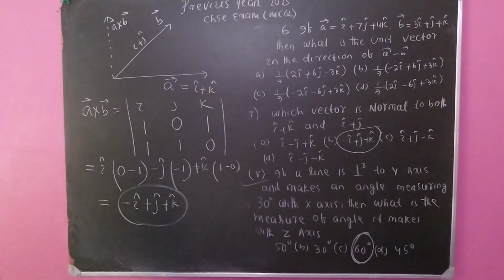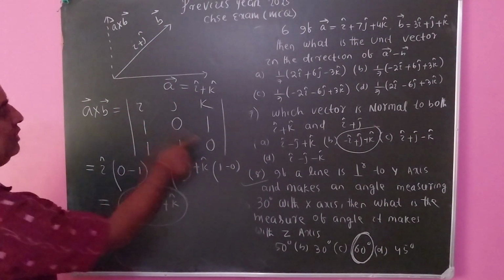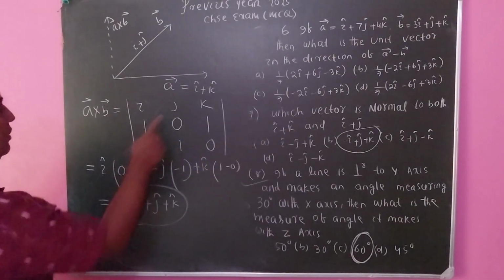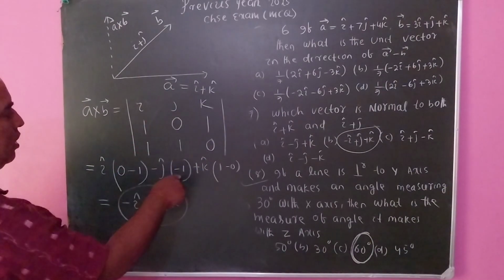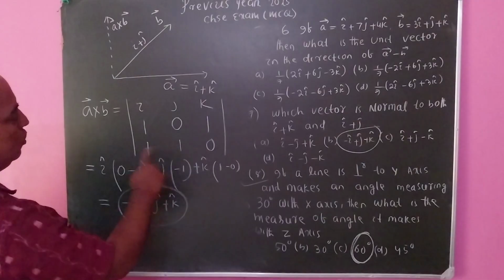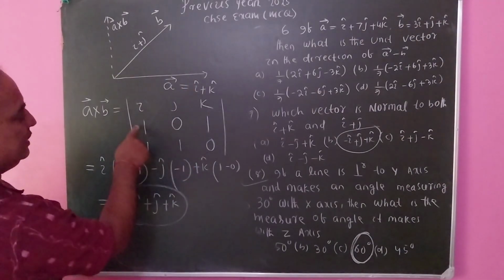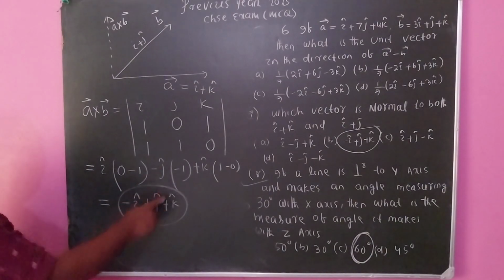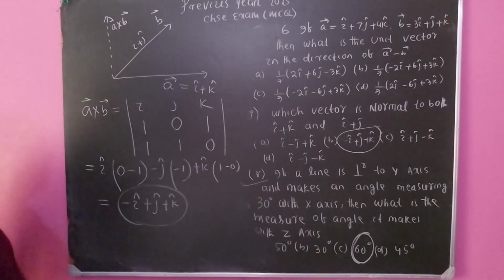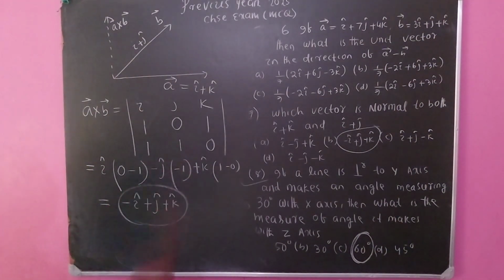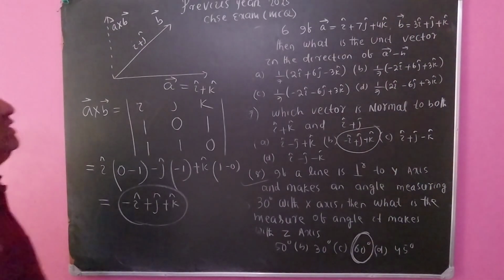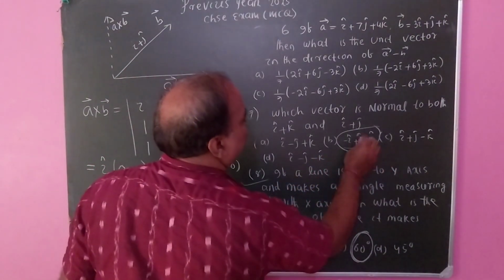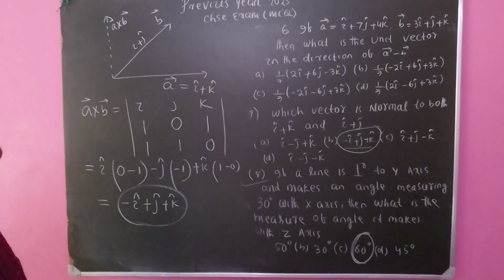The answer is B. Okay, because for i cap you drop this, 0 minus 1, minus j. Here we drop this, 0 minus 1, k cap. This minus this, it is k cap. Minus i cap plus j cap, it is k cap. Okay. So the result is minus i cap plus j cap plus k cap. So this is the answer of this question.